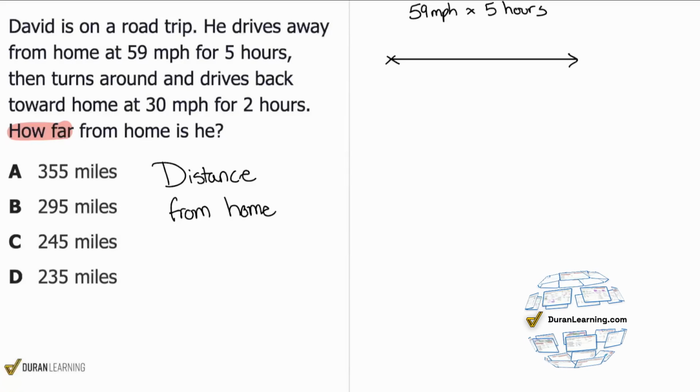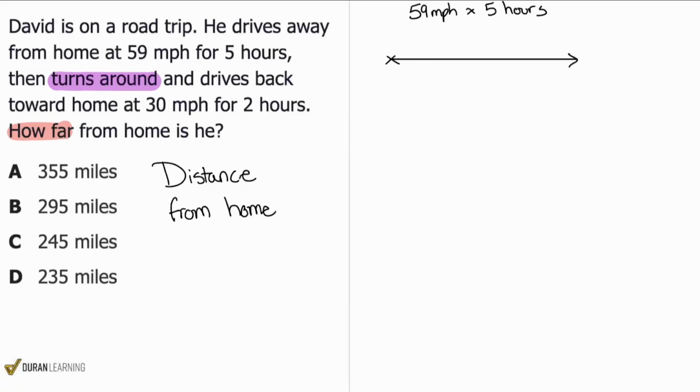So after traveling at 59 miles per hour for 5 hours, he turns around. He turns around and drives back towards home at 30 miles per hour for 2 hours. So what that means is from right over here, we turn around. David goes back in the direction that he came. And again, that was 30 miles an hour for 2 hours.